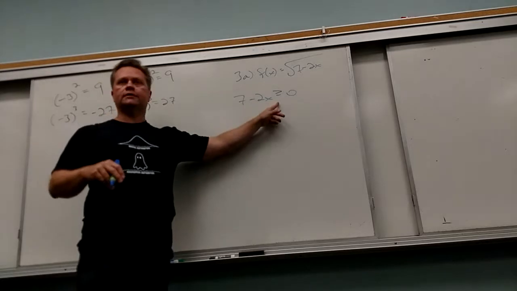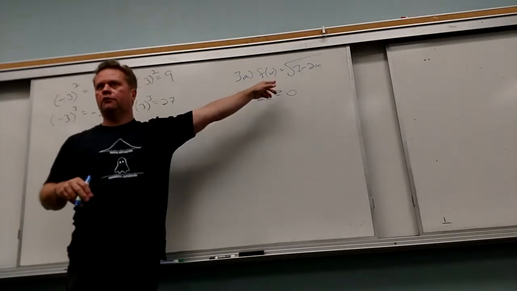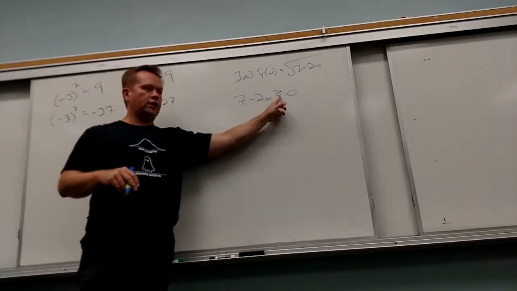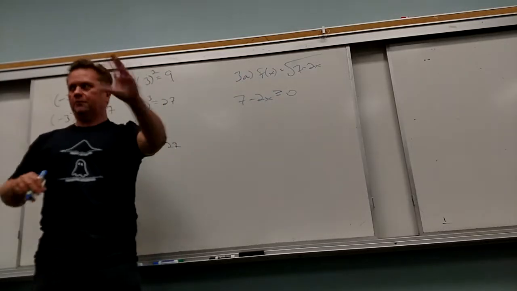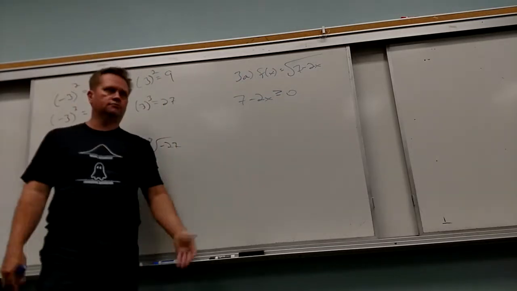So how do I always set this up? Domain question about an even root. Inside at least 0, greater than or equal to 0. The work might flip the sign, but that could happen.